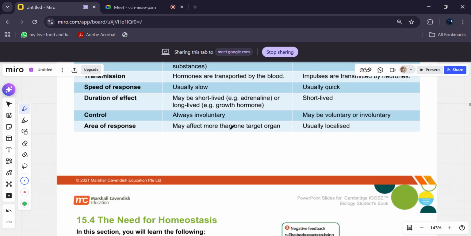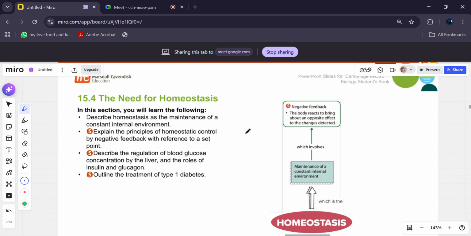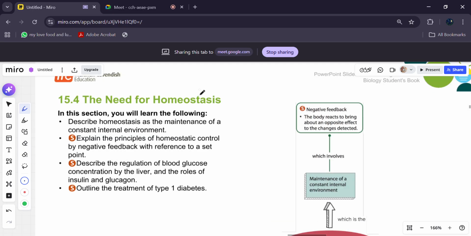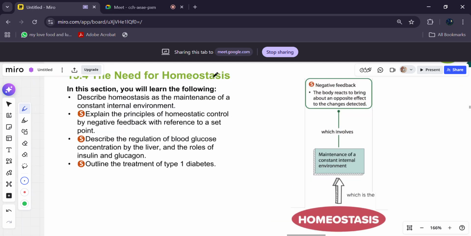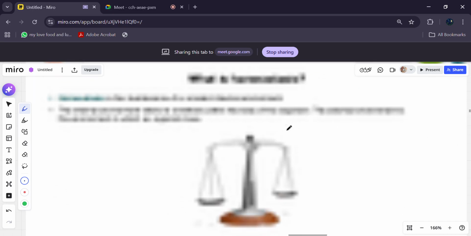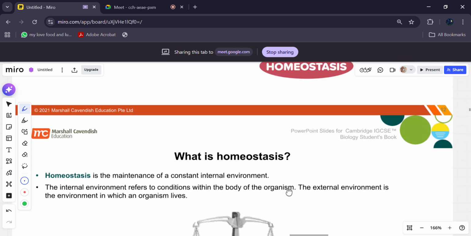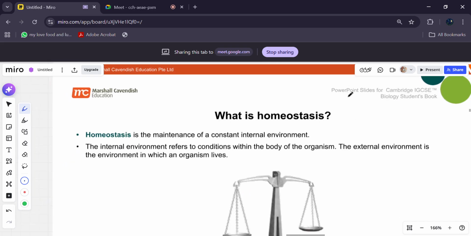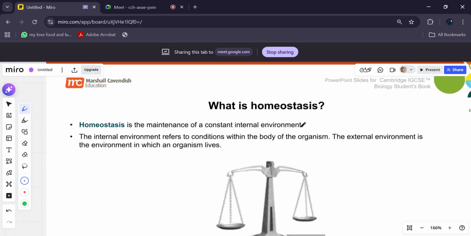Now we've talked about hormones. What are hormones? We're going to go into homeostasis. What is homeostasis, and how does it help our body? Homeostasis is the maintenance of a constant internal environment. The internal environment refers to the conditions within the body of the organism. In humans, this includes the blood and tissue fluid.